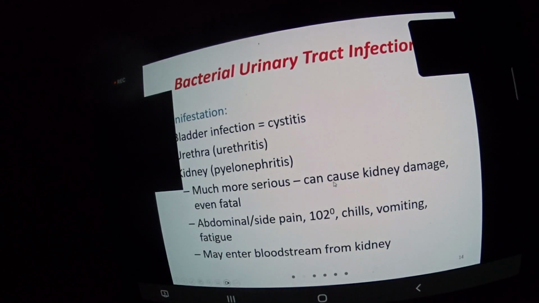So manifestation. Typically, if it's just the urethra, what ends up happening is there is burning during urination, there are itching problems because it stimulates the neurons in the urethra. The constant feeling of the need to excrete and relieve yourself is there.